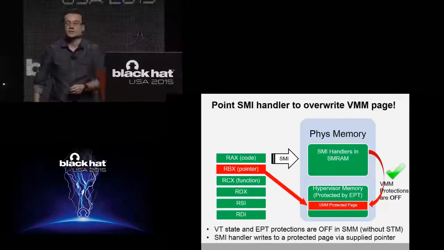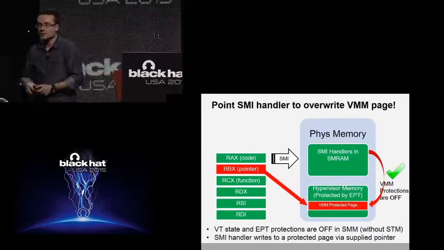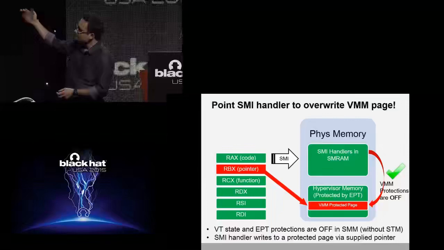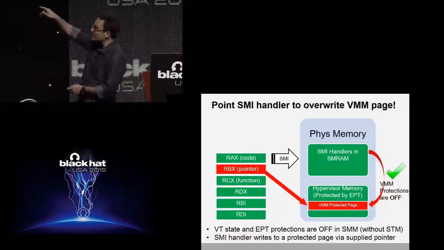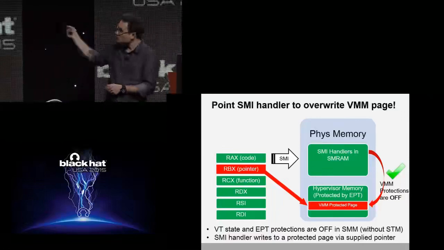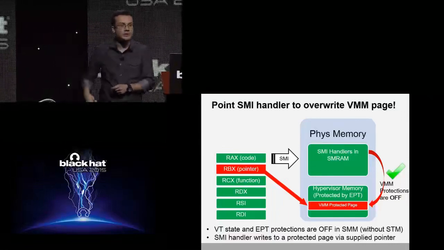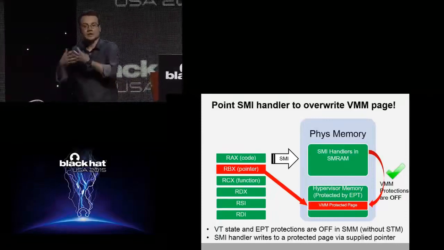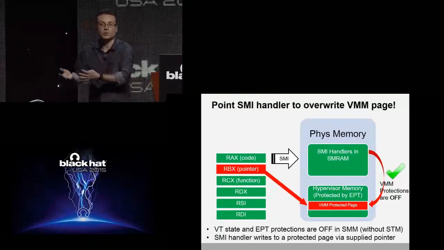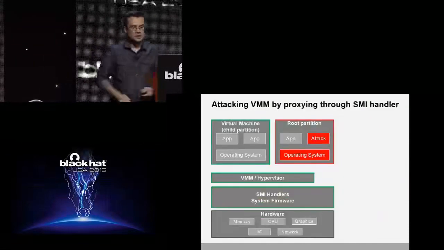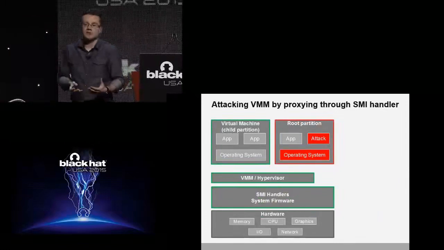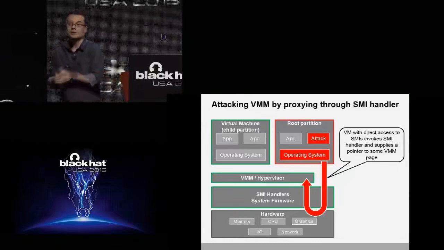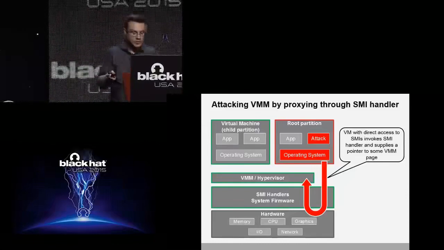Even in that case, this is a pretty bad situation, because there is a hypervisor that protects its own pages using EPT. And if the attacker, instead of overriding the SMI handler, points that address into one of those protected pages, the pages protected by the VMM, it can still override those pages. Or actually, it can ask the SMI handler, the firmware component, to override that page. So this attack is slightly different. It works by proxying through the firmware to the hypervisor without actually exploiting the firmware.